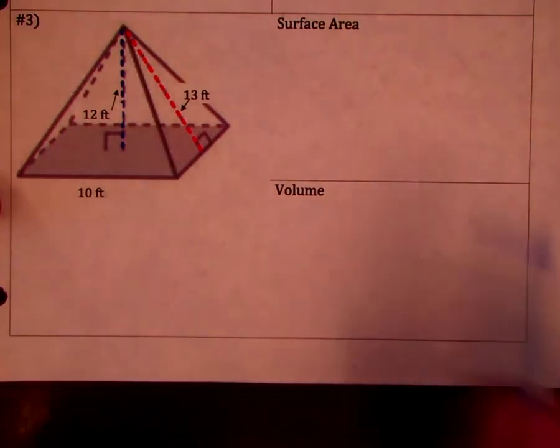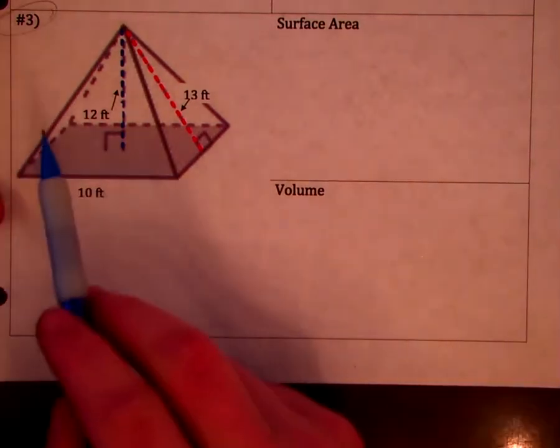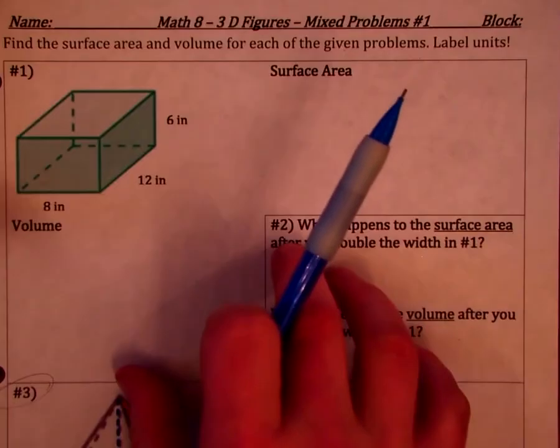And for this problem number 3 on the mixed problems at the top.